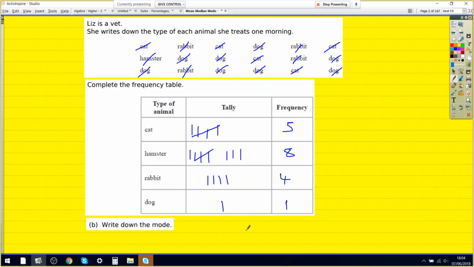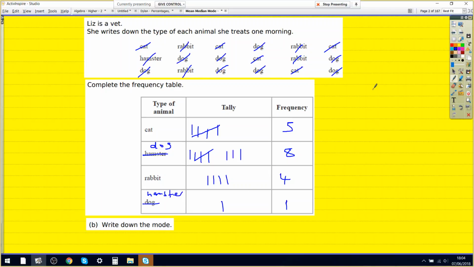Hold on. That says there's 1 for dog and 8 for hamster. Oh, I put them in the wrong one. Sorry. So, other way around. Oh, hang on. I know. I'll cheat. That's dog. That's hamster.